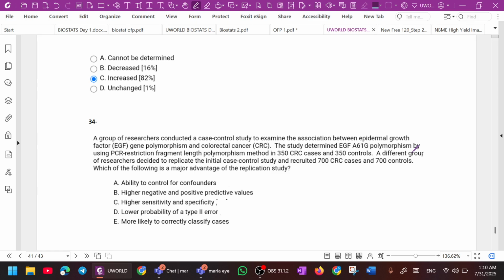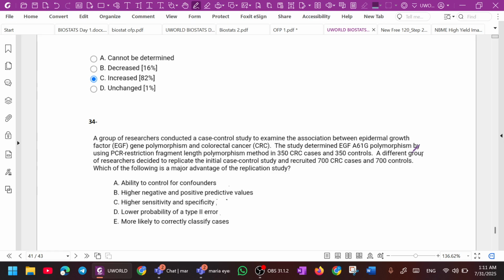If we add new patients and new controls, there is more probability of more sensitivity and specificity. It doesn't make sense actually. Does it make sense? You're asking me? I'm waiting on you. I don't know. You're explaining to me, and then you're telling me it doesn't make sense. Okay, why is it D?